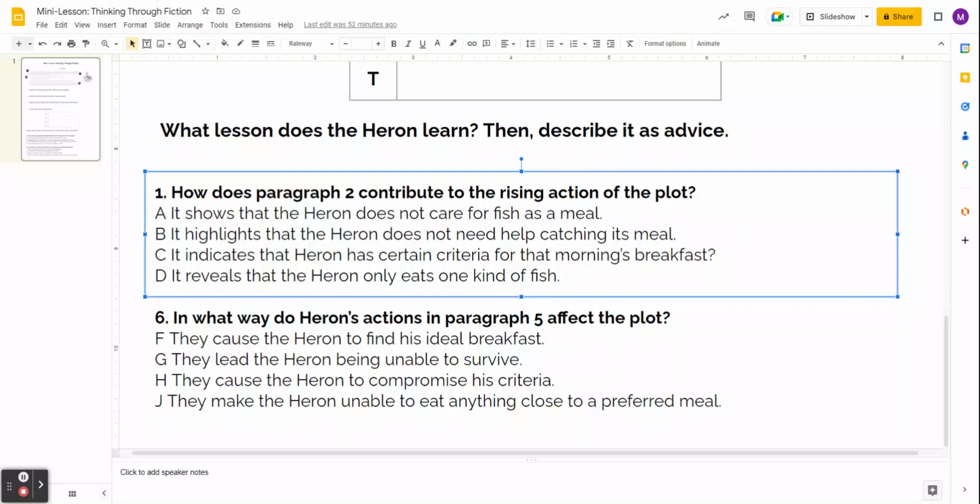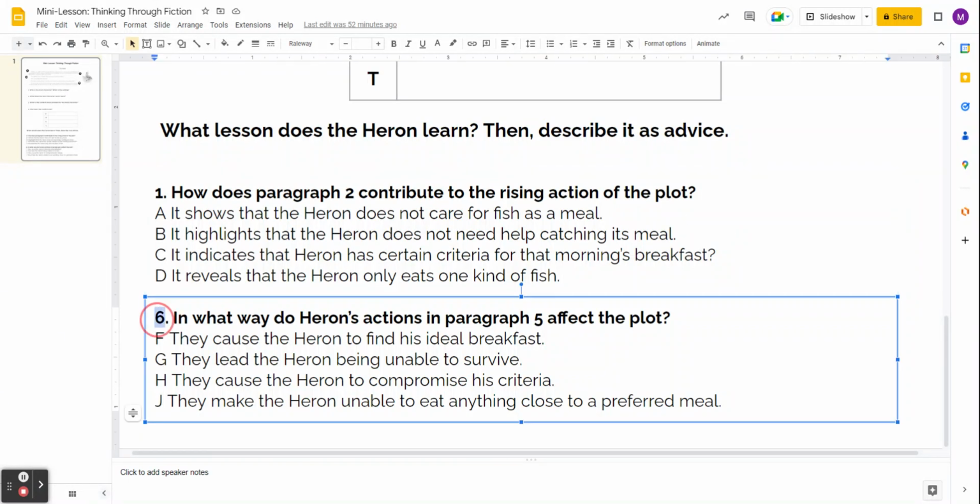Okay, let's quickly look at these multiple choice questions. Well, that should say question 2. So, how does paragraph 2 contribute to the rising action of the plot? Well, we've numbered our paragraphs, so we're going to go back and look at paragraph 2.